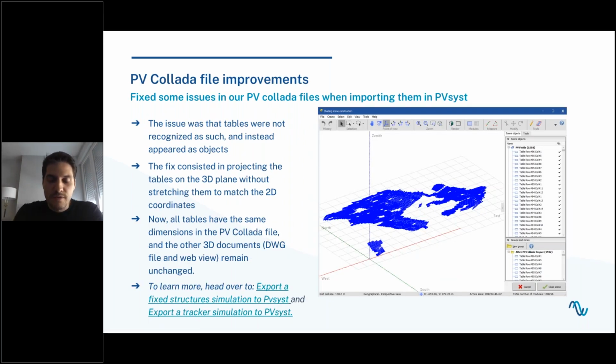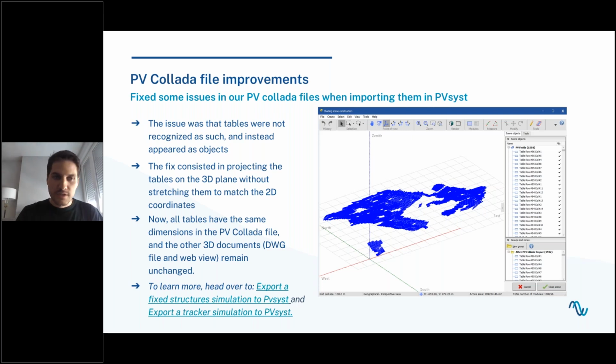Finally, one of the fixes that we did last month in May is the PV Colada file improvement. Most of you were having issues when importing the PV Colada file into PVSyst, especially with the fixed extractor option. Once you uploaded this PV Colada file to PVSyst, all the extractors were recognized as objects instead of tables. This is because we didn't respect the 3D representation of the extractor. Now we have fixed it.